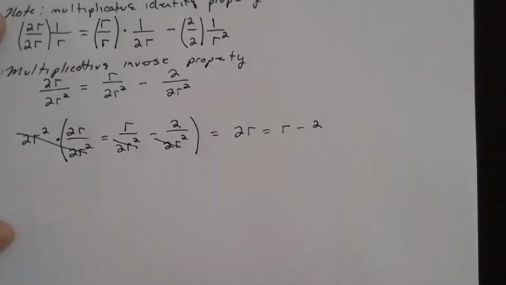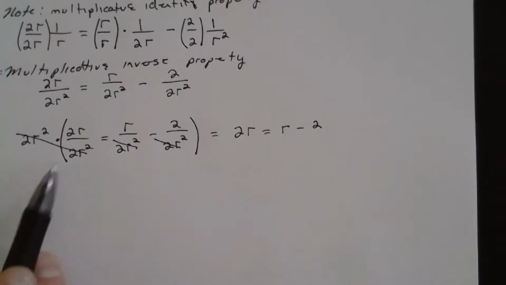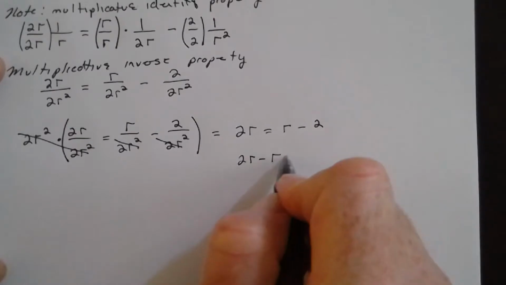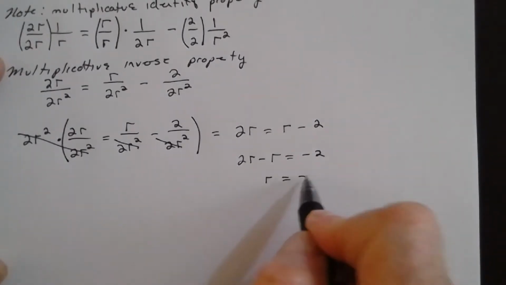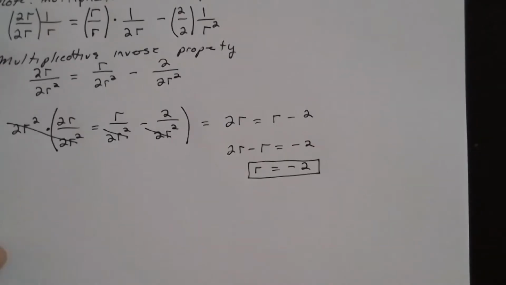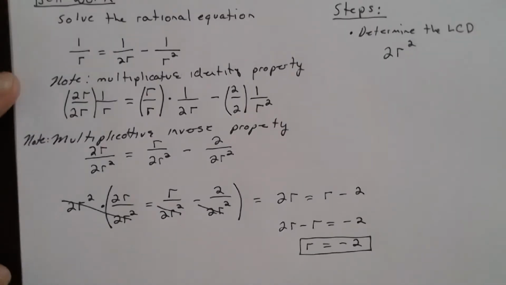So why do you multiply by 2r squared? Because we have to clear out the denominator. So r is equal to negative 2.